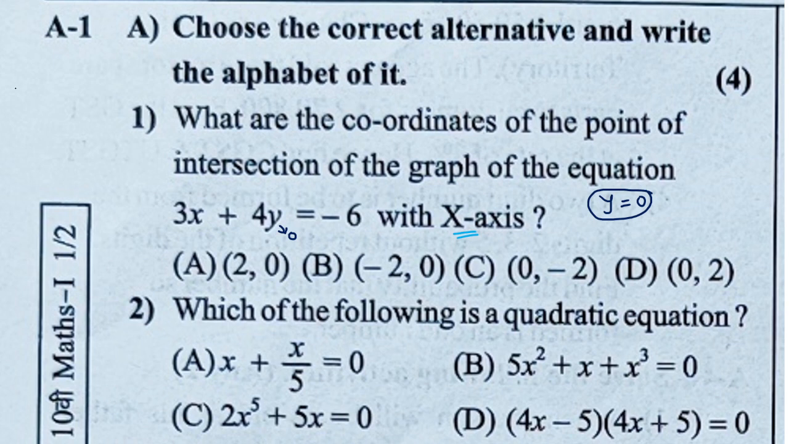The equation I am solving here in the blank part: 3x plus 4 into bracket 0 is equal to minus 6, means 3x plus 0 is equal to minus 6, that is 3x is equal to minus 6. x is equal to minus 6 divided by 3, and x is equal to minus 2. Option number B is given as minus 2 comma 0, means this is the correct option.